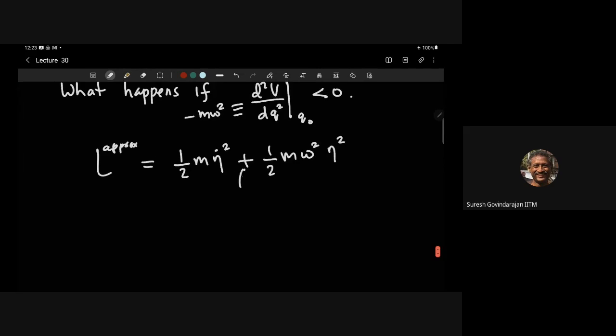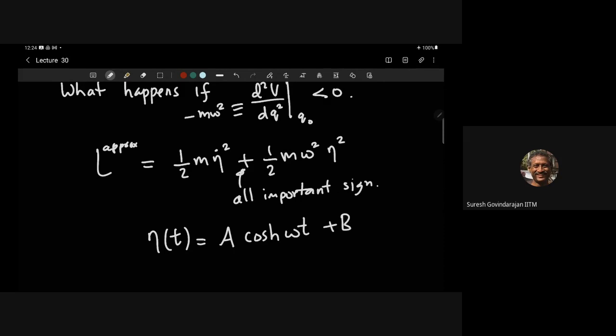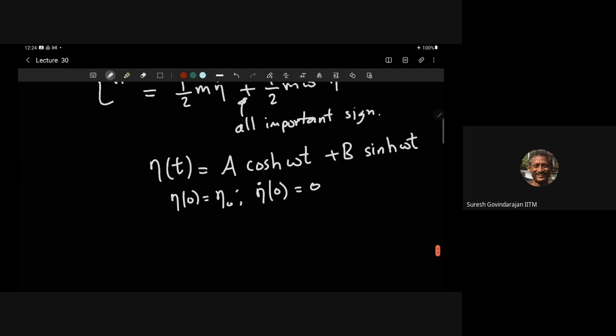Now because of this all important sign, what we will get is eta of t equal to a cosh omega t plus b sinh omega t. Again I could have written it in exponentials. Now again same boundary condition: eta at 0 is eta naught, and eta dot at 0 is 0. So what is the solution to this?